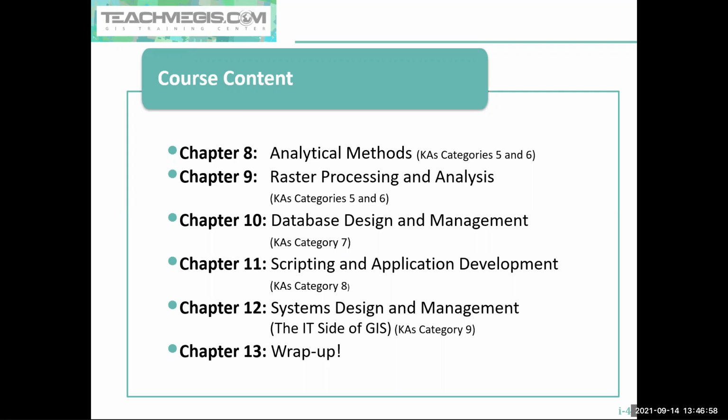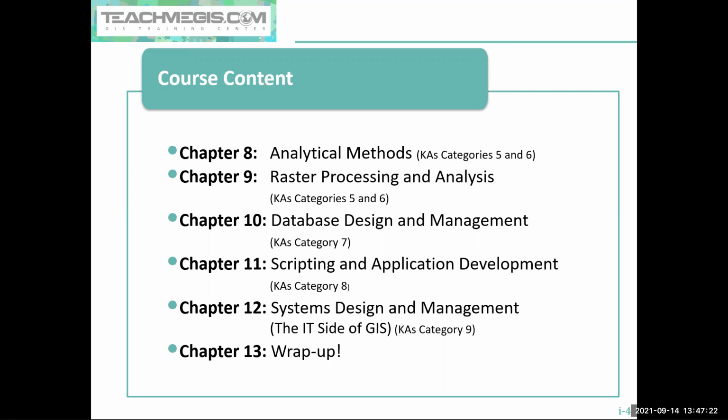Chapter 10 is database design and management. You don't have to be a DBA to pass this exam, but you have to know kind of database 101 stuff. Some basic terminology around databases, like what is a view and what is a role, and how do we use roles to control permissions on a database? How do table joins work, and what's the difference between a join and a relate?